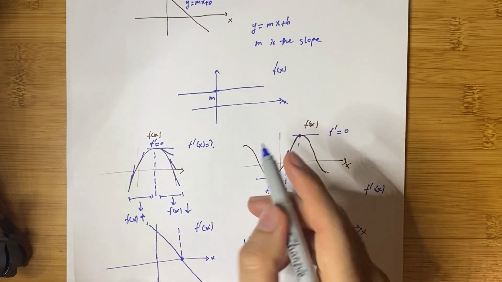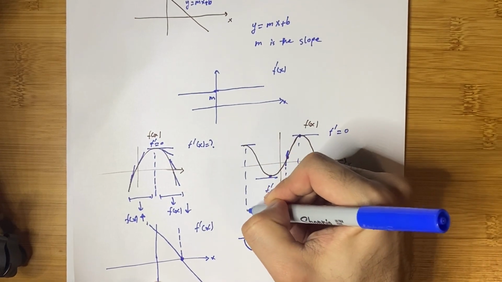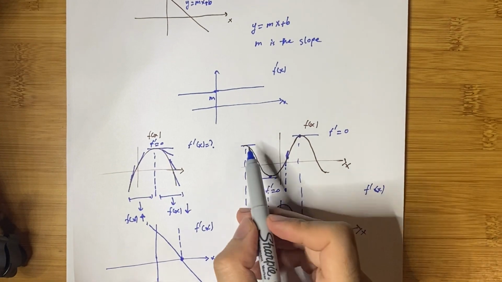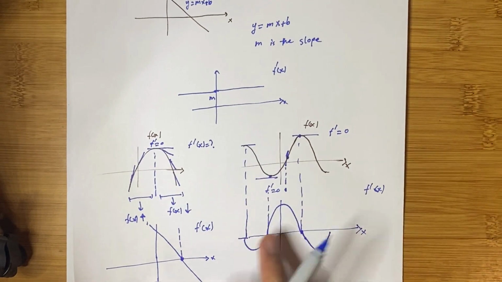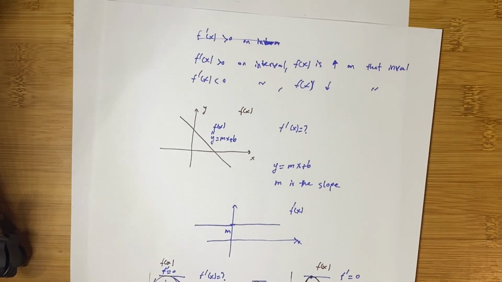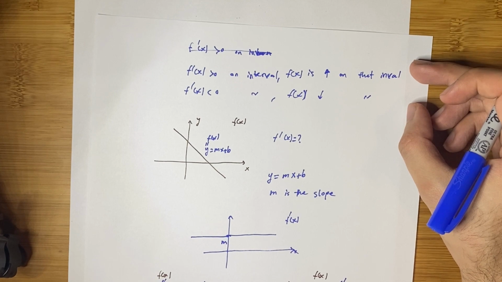Notice this is also at 0. This is a peak, so the slope will be 0, and f prime will be 0 here. So always use the rules here when you have a function f of x and you want to find its derivative graphically.